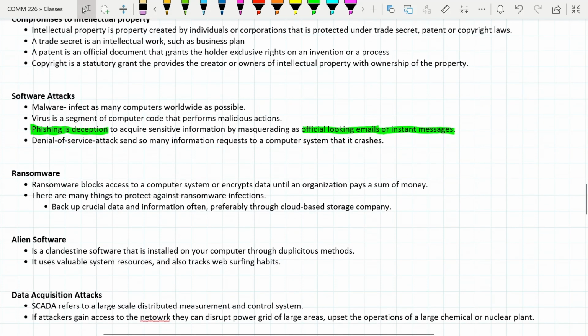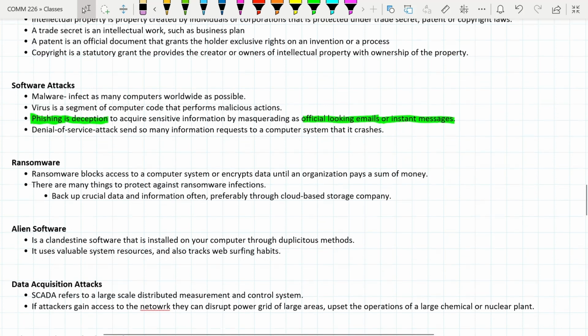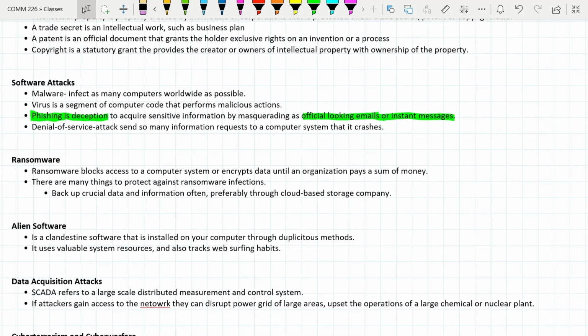So ransomware blocks access to a computer system or encrypts data until an organization pays a sum of money. There are many things to protect against ransomware infections. Backup crucial data and information often, preferably through cloud-based storage.